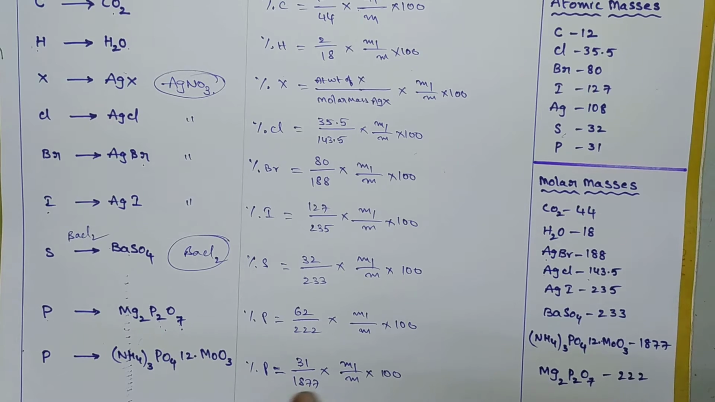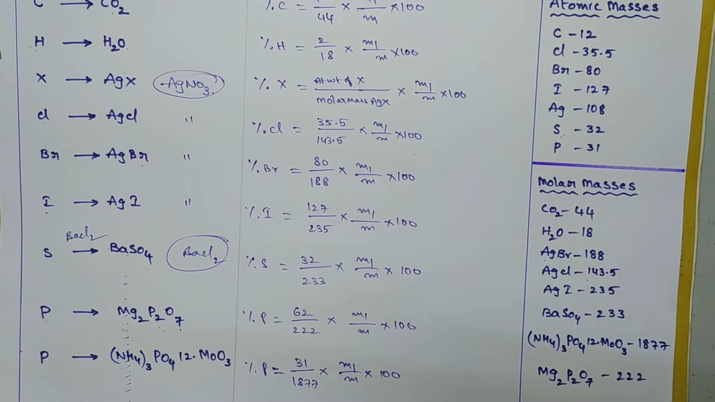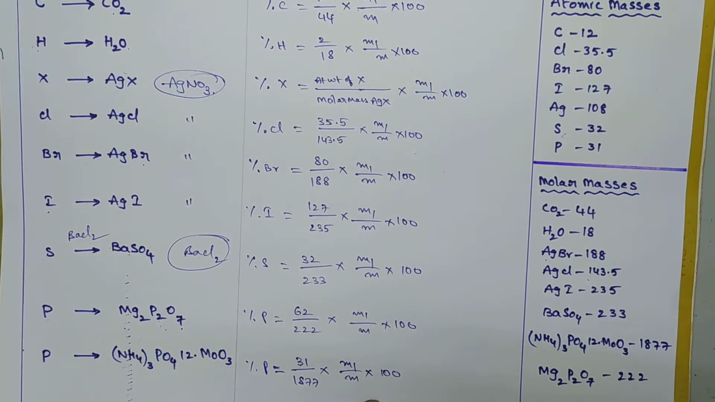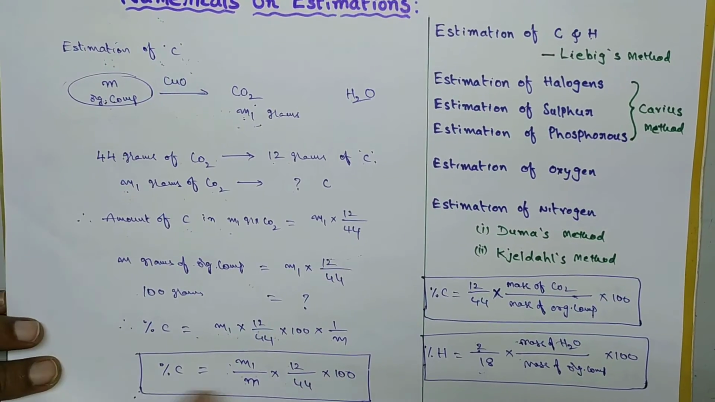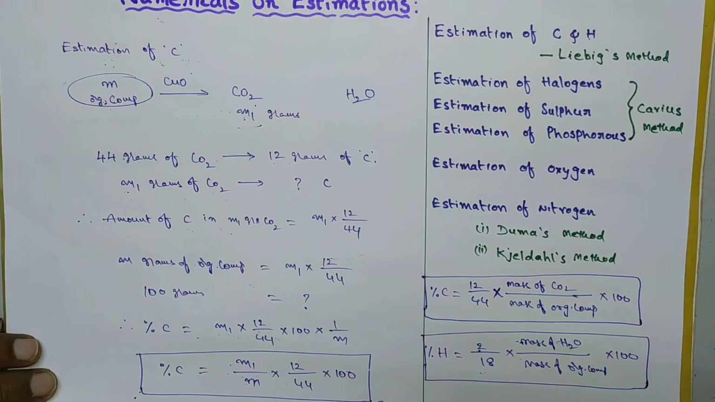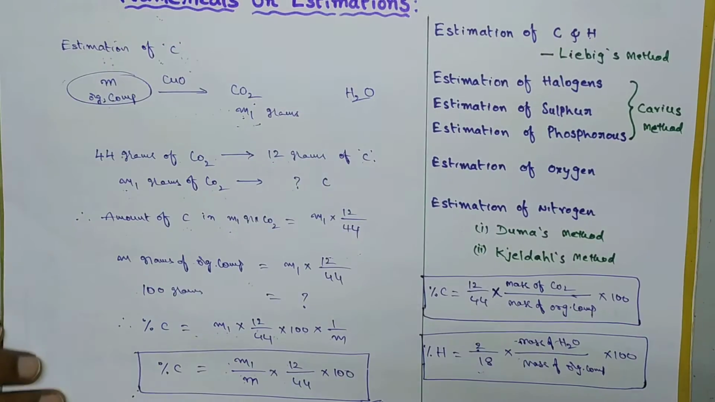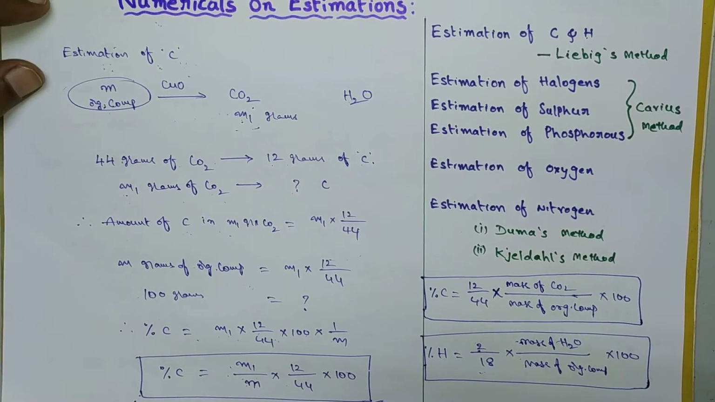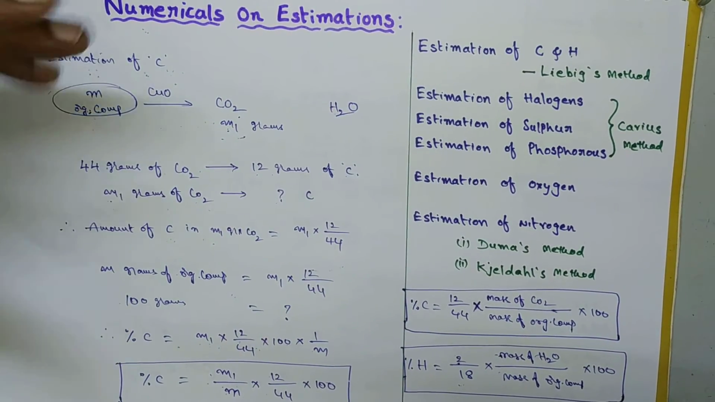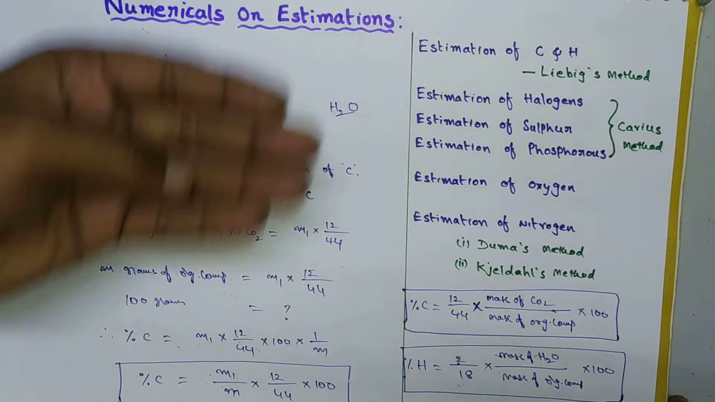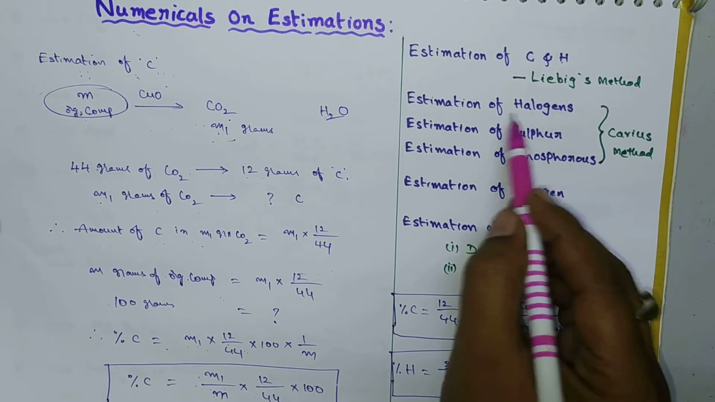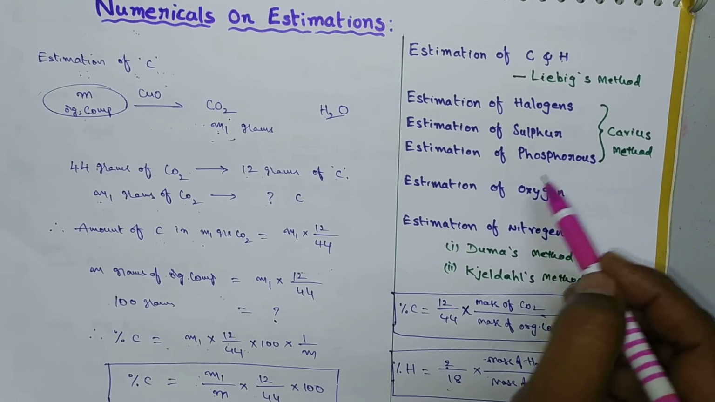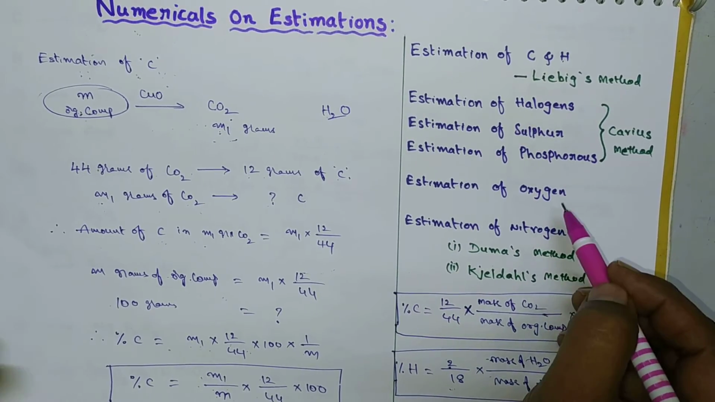By using this simple formula, or by remembering only one formula, you can easily solve any problem based upon these estimations. This is the most fundamental formula, and you can easily calculate any one. In the examination, they may also ask a direct question, like which of the following methods is suitable for the estimation of halogens, like the Carius method, or which is suitable for the estimation of oxygen or nitrogen? Here oxygen is also there.